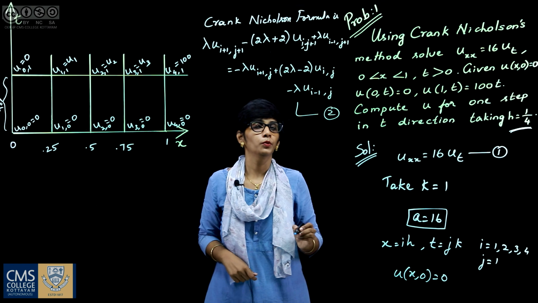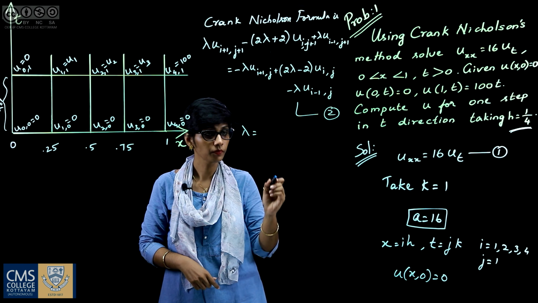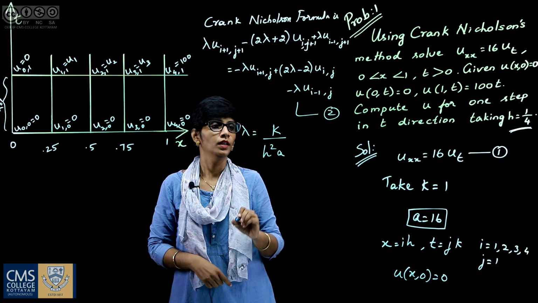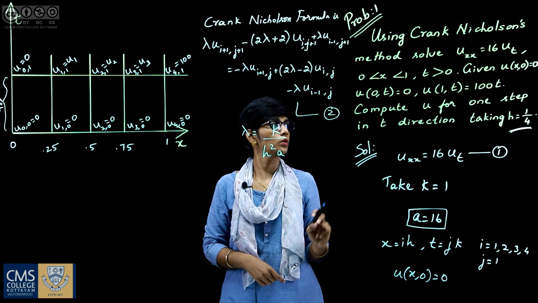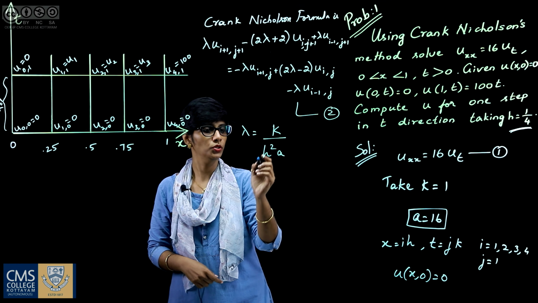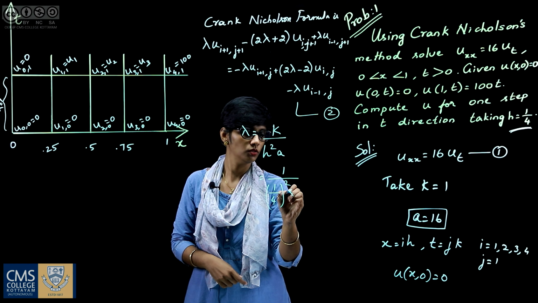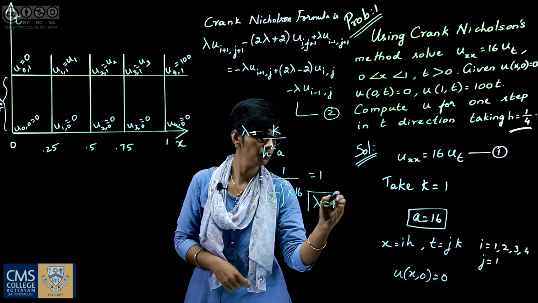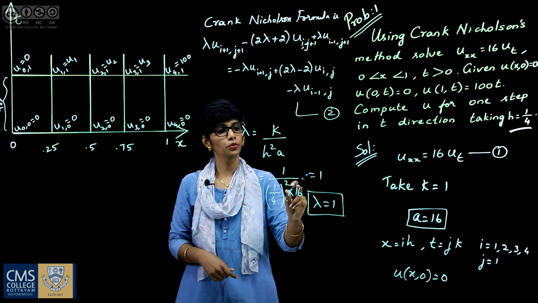Here we want to find the value of lambda. Lambda is equal to k by h squared times a. We have taken k equal to 1, h is equal to 1/4, and a is 16. Substituting this, we get 1 divided by (1/4) squared times 16, which is equal to 1. So the lambda value is equal to 1.